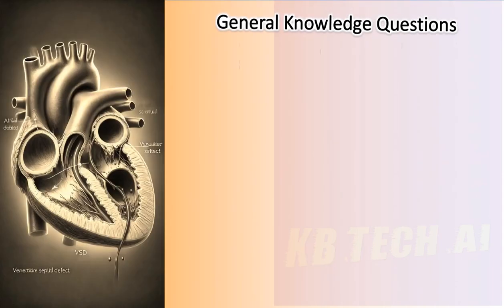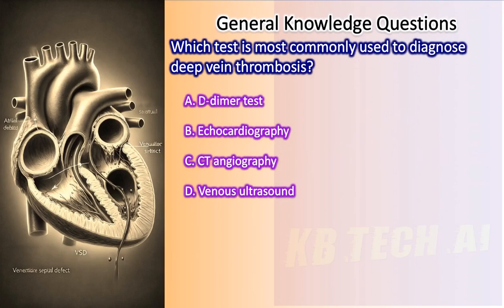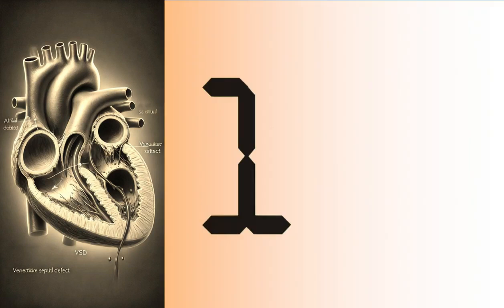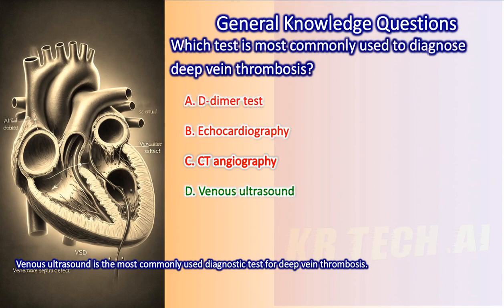Surgical repair. Which test is most commonly used to diagnose deep vein thrombosis? Option 1. D-dimer test. Option 2. Echocardiography. Option 3. CT angiography. Option 4. Venous ultrasound. The answer is option 4.